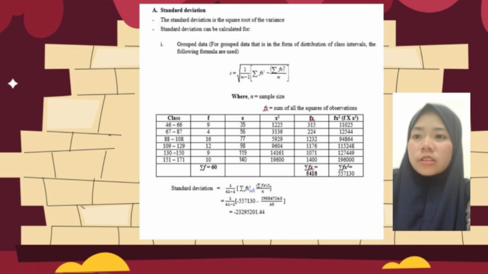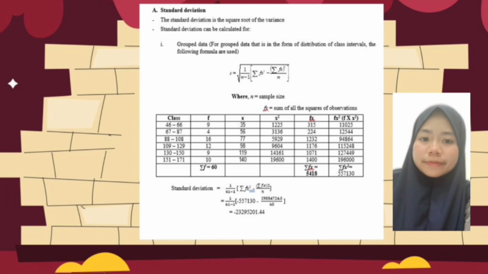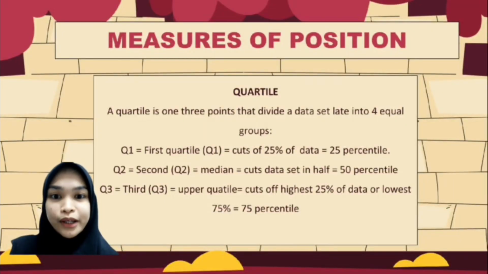Next is about standard deviation. The standard deviation is the square root of the variance. Standard deviation can be calculated for grouped data. For grouped data that is in the form of a distribution or class interval, the following formula is used, where n is the sample size. The total amount of standard deviation is negative 23295201.44.